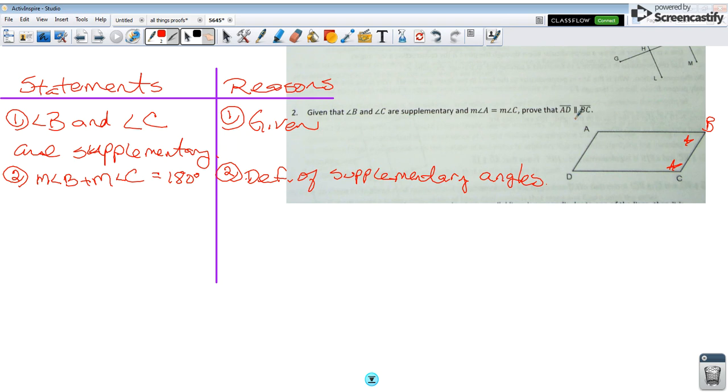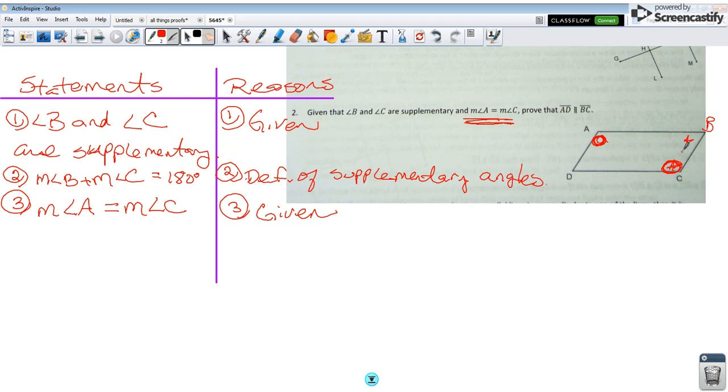All right, let's go to the second given. The second given is that the measure of angle A is equal to the measure of angle C. Given. So whatever angle A is, angle C is as well.